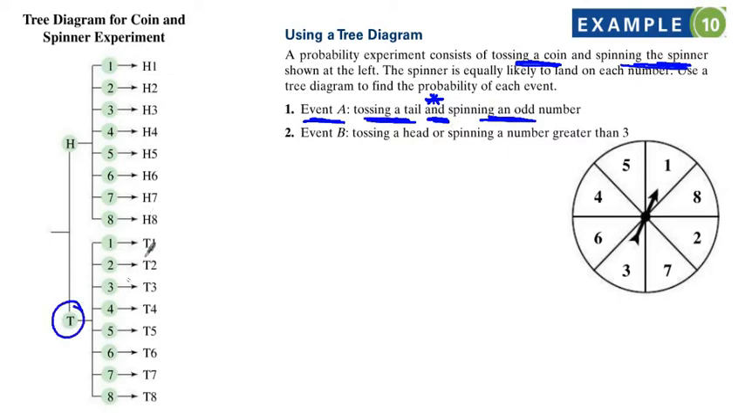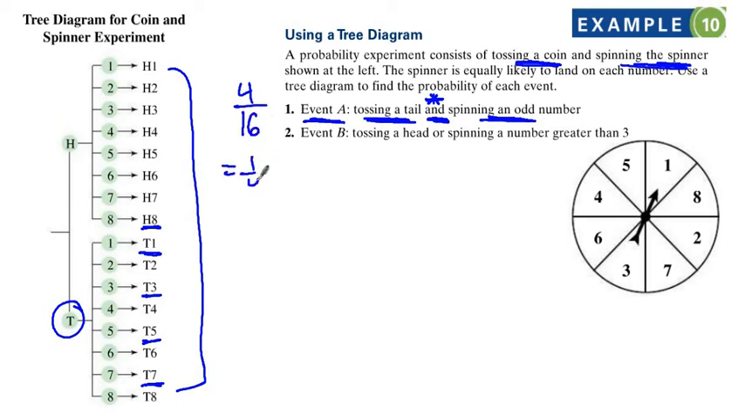If we look at tails, it looks like there's 1, 2, 3, 4 cases where you'd have a tail and an odd number. Tail, and then you roll a 1, tail, you roll a 3, and so on. Okay. So there's 4 possibilities out of how many total? If you count up the total number here, it looks like there's 8 things that could happen with heads, 1 through 8, and 8 things with tails. So 4 out of a total of 16, and that's another way of saying a 1/4 chance that would happen.